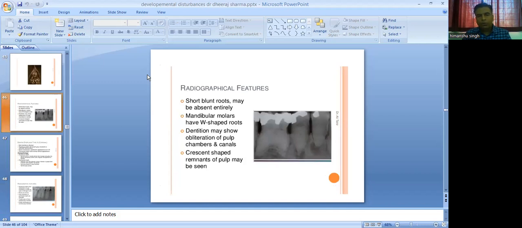Coming to the radiographic features, you can see in the photograph the roots are flat and short. They also may be apparent and diagonal. Mandibular roots have trapezial roots, and in addition, they show the augmentation of pulp chambers and canals. And the pulp may also be seen.